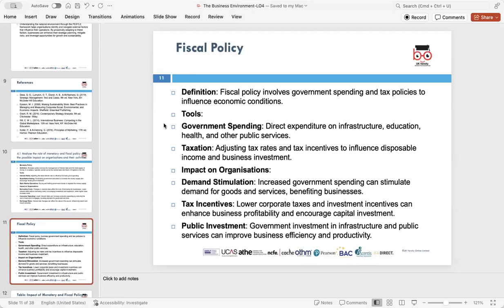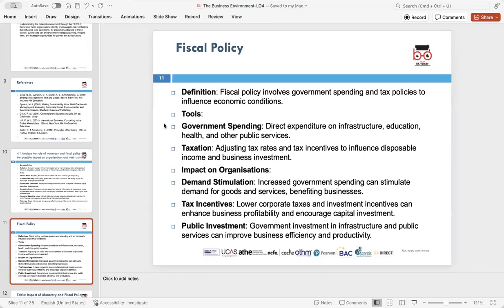Next is fiscal policy. Fiscal policy includes government spending and taxation measures. These tools are used to influence aggregate demand, redistribute income, and allocate resources efficiently. Government spending involves direct expenditure on infrastructure, education, health, and other public services. This spending can stimulate economic activity by creating jobs, increasing demand for goods and services, and improving public infrastructure.